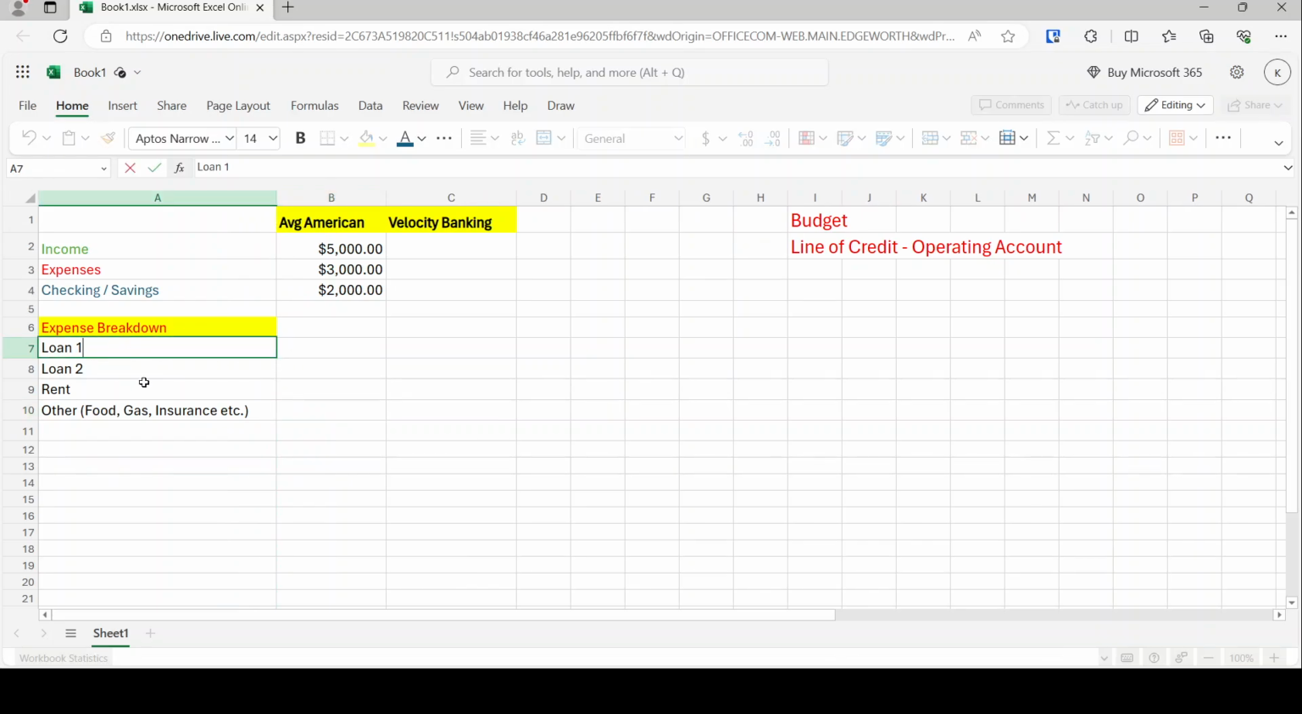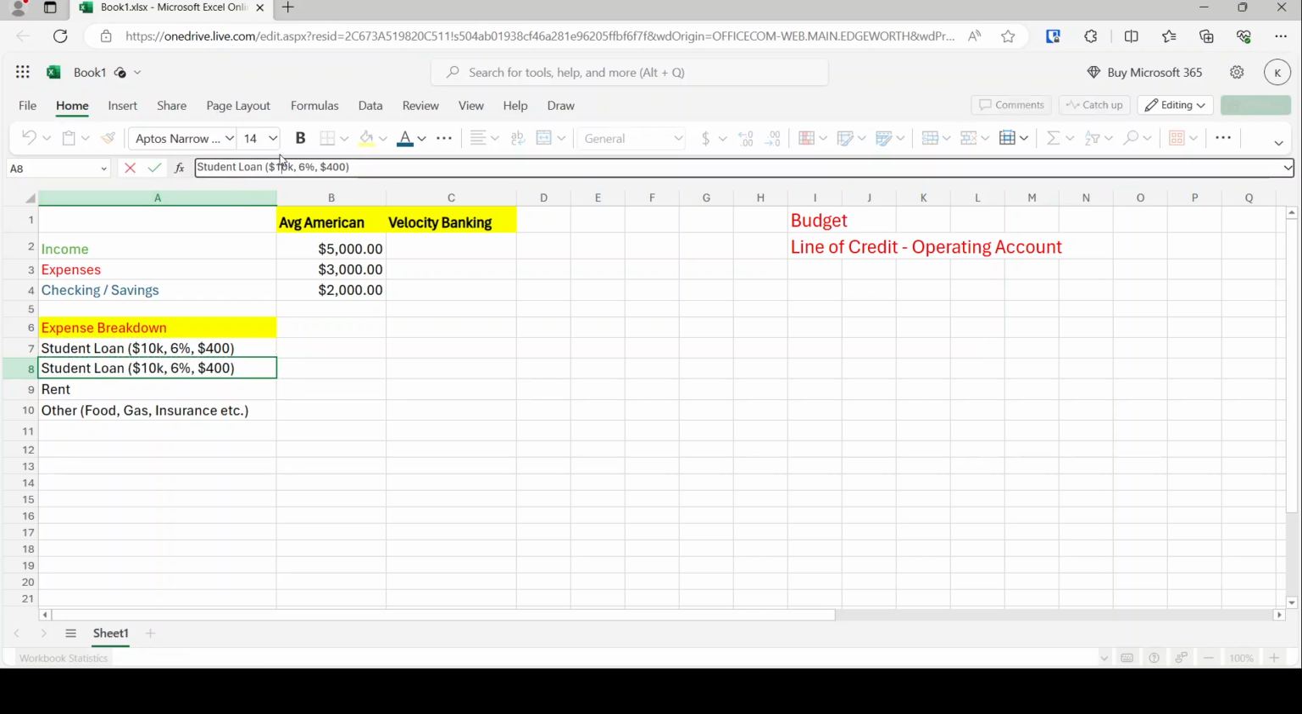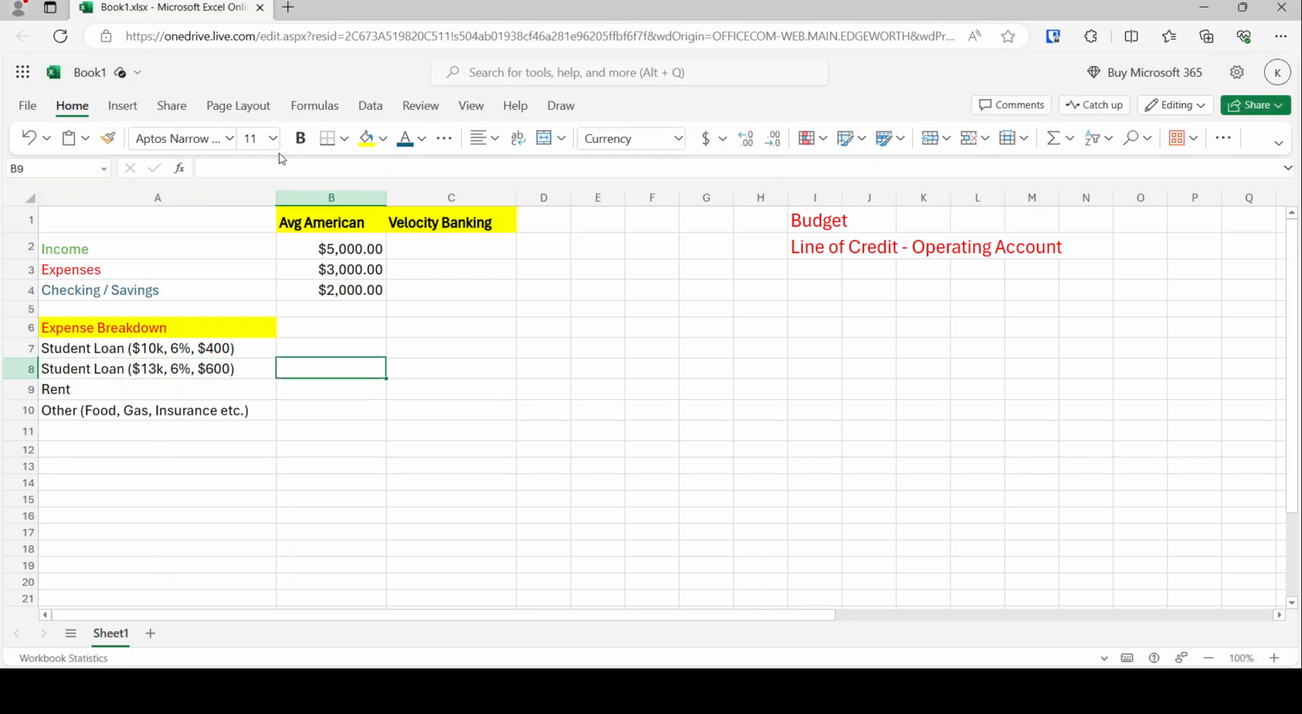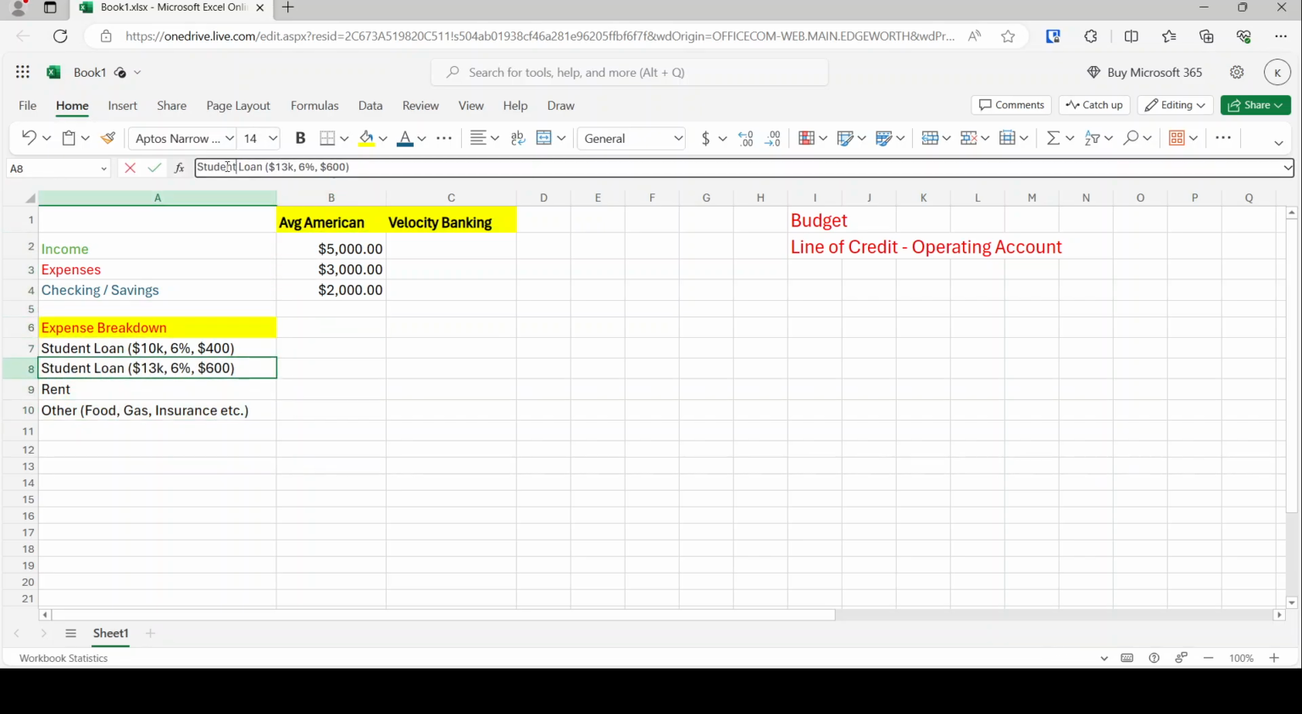If you have any debts, just write them down here. Again, I always like to use these figures: student loan, 10K, 6% interest, and $400 a month. And then we'll do an auto loan that's similar to that, 13K, 6%, 600 a month. And then we just have to make sure that all these expenses equal this. Actually, I gotta put auto loan right here.